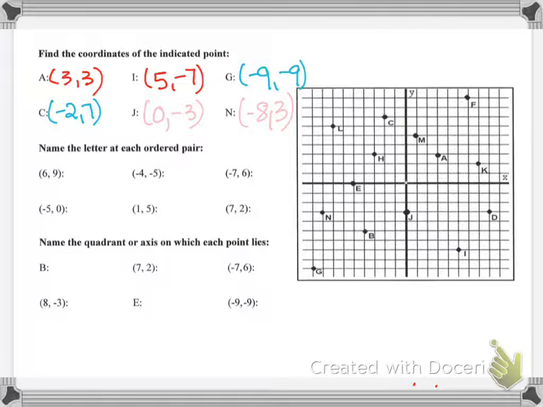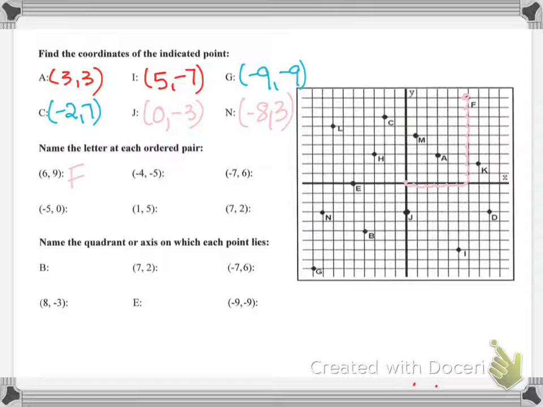And if we start at the origin and we count across 6, 1, 2, 3, 4, 5, 6, and then up 9, 1, 2, 3, 4, 5, 6, 7, 8, 9, you'll see that we're at point F. Point F's ordered pair is 6, 9.